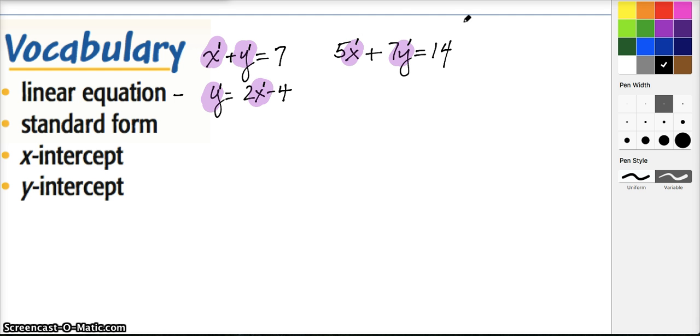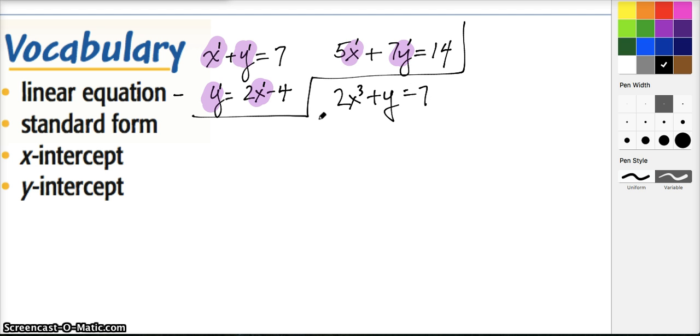So what's not a linear equation would be like 2x to the third power plus y equals 7. Not a linear equation because of this. Also not a linear equation would be something like 1 over y plus x equals 3. This isn't a linear equation because of a subtle thing.